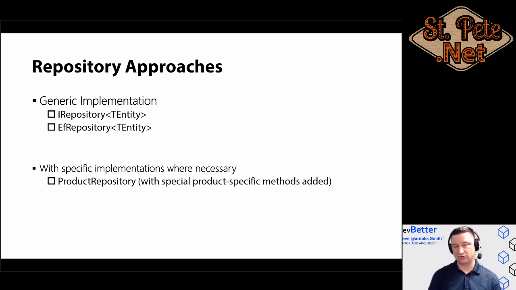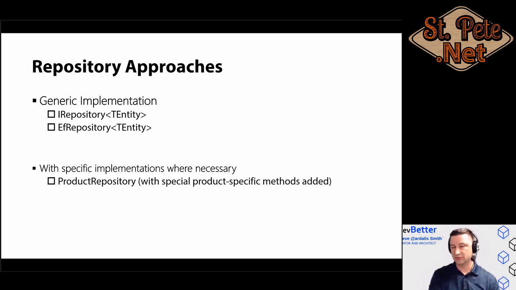And then just add the extra methods that you need, get product by region, get product by catalog or something, I don't know. Put those extra query methods on that specific repository. So you can keep your generic repository generic, and then individual specific ones can just have their query methods.